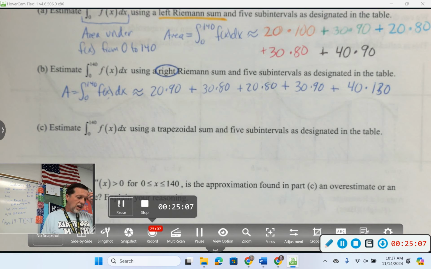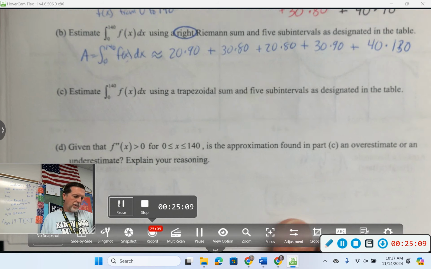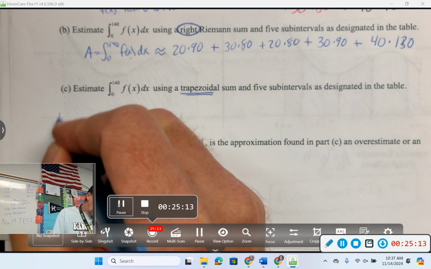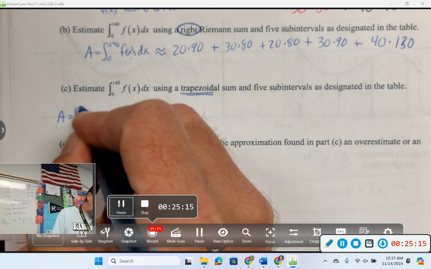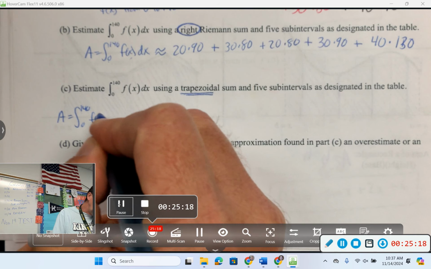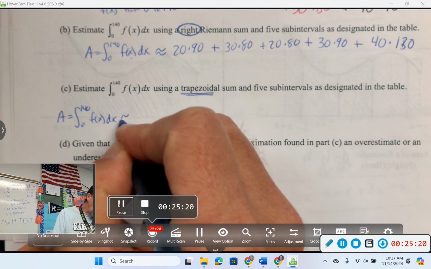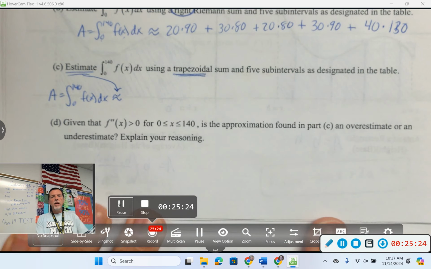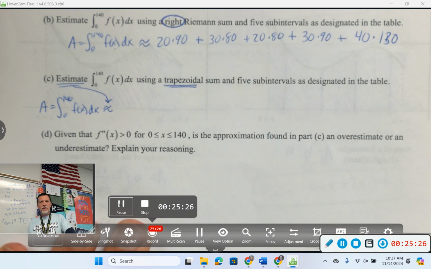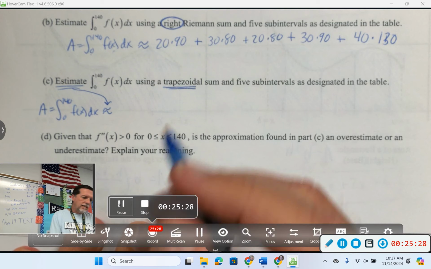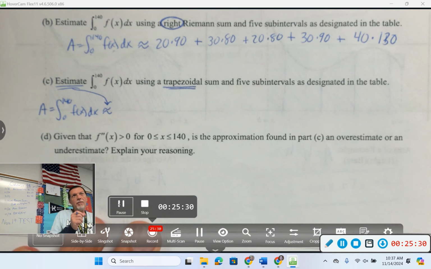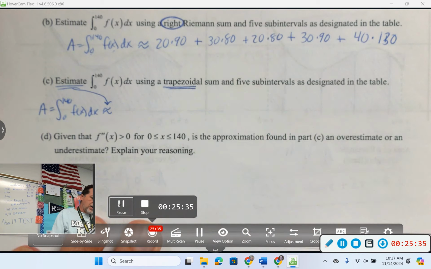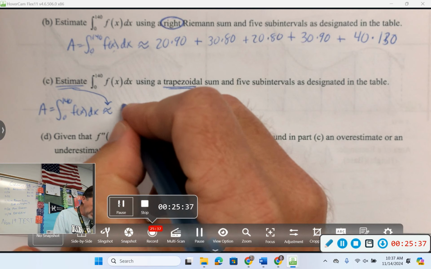Part C. Estimate using a trapezoidal sum. So the area is that integral from 0 to 140, but we will approximate or estimate using trapezoids. A trapezoid is base times average height. So the base of the first one is 20.